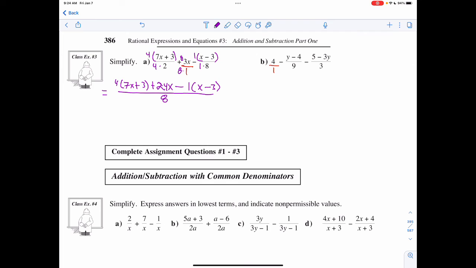I'm going to expand it out, and I'm going to get 28x plus 12 plus 24x minus x plus 3 all over 8. And when I combine the like terms, the x's are going to give me 51x's. And 12 and 3 is going to give me plus 15. All divided by 8. And there's my final answer.